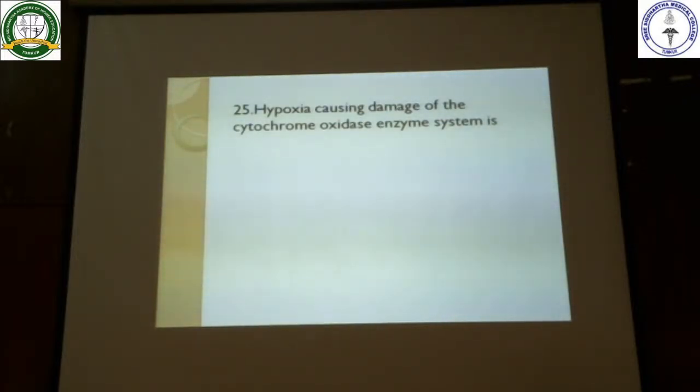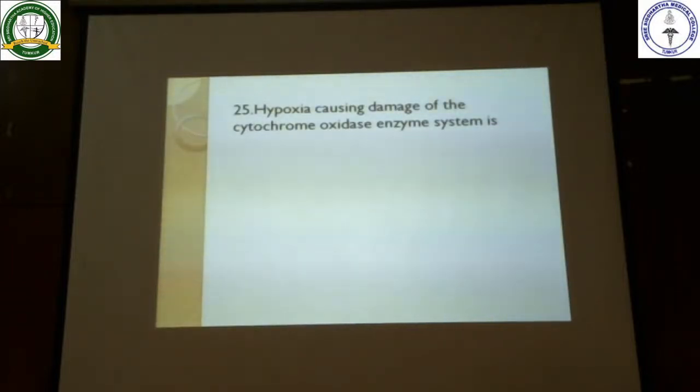The next question: hypoxia causing damage to the cytochrome oxidase enzyme system is. So what is hypoxia? Hypoxia is nothing but decreased partial pressure of oxygen at the tissue level. You have different types of hypoxia. You have hypoxic hypoxia because you will have decreased partial pressure of oxygen, and you have anemic hypoxia, that is decreased hemoglobin level. Hemoglobin is the carrier for oxygen to the tissues, so even if the hemoglobin is less, you can expect hypoxia. Hypoxia is decreased oxygen level at the tissue level.